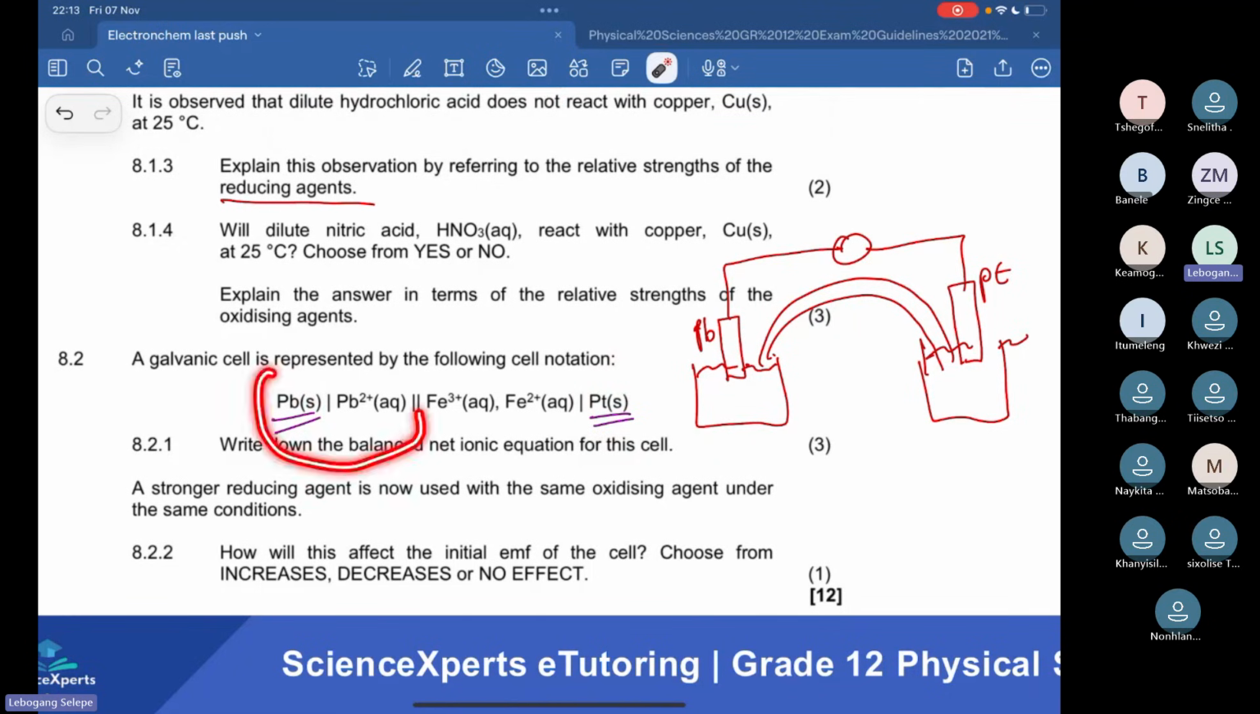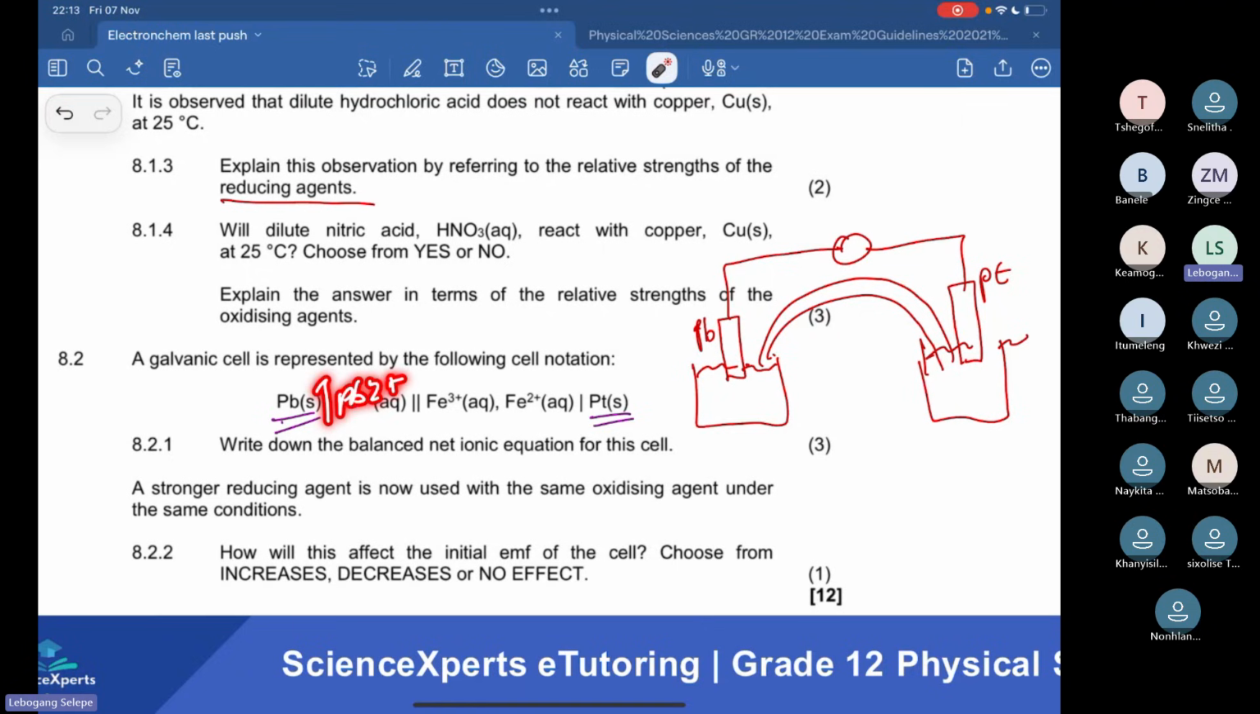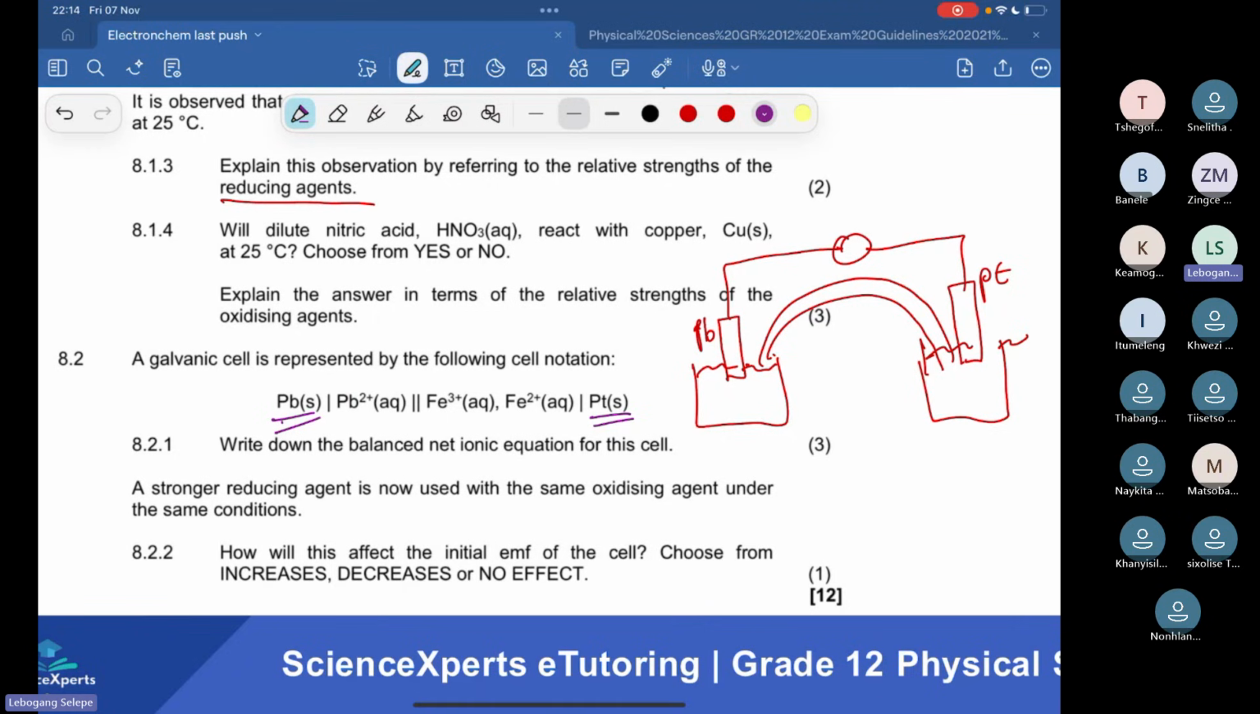So here is where oxidation is taking place, right? They're telling me that Pb changed phase to Pb2 plus, so it lost electrons, right? So to become Pb2 plus, the electrons would flow in this direction, right? So Pb would lose electrons to become Pb2 plus, so the Pb2 plus would fall into the solution.